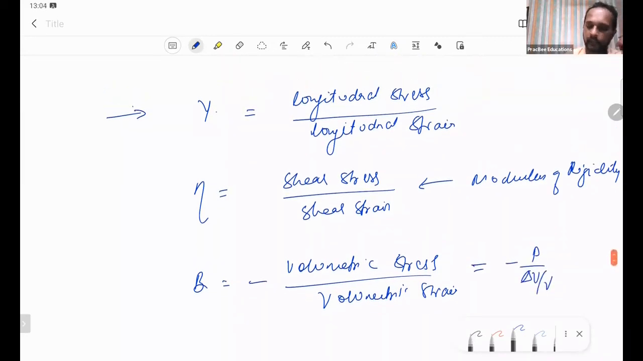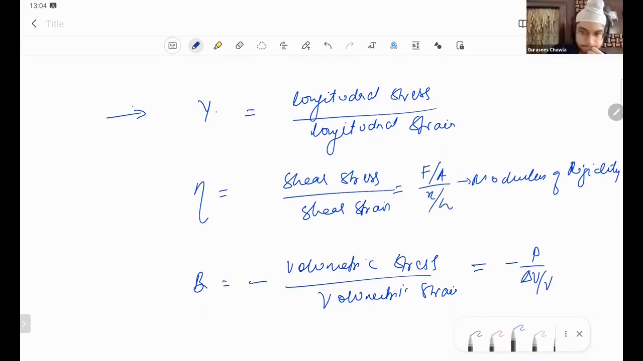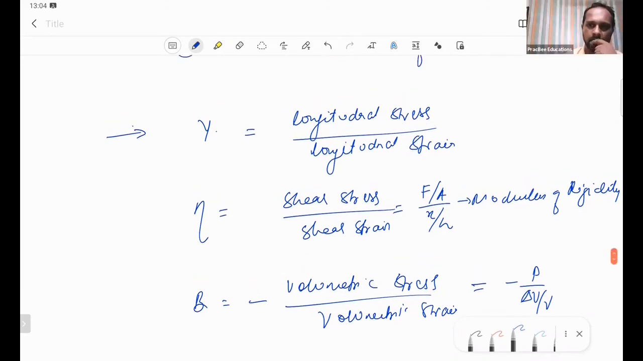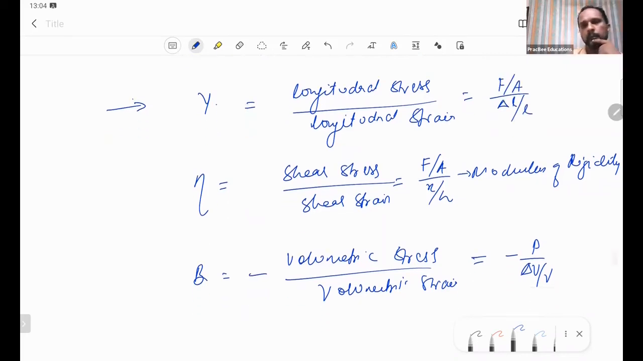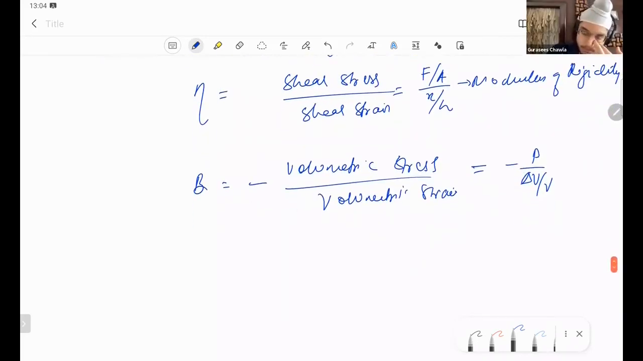Eta तो बहुत ही simple है. Eta क्या हो जाएगा? Eta जो हो जाएगा F upon A upon X by H हो जाएगा. ये tan theta के. Yes, sir. Got it? Yes, sir. And longitudinal stress जो हो जाएगा F upon A delta L upon L. See, एक चीज बस यहाँ पे पॉइंट में मेंशन कर देता हूँ.